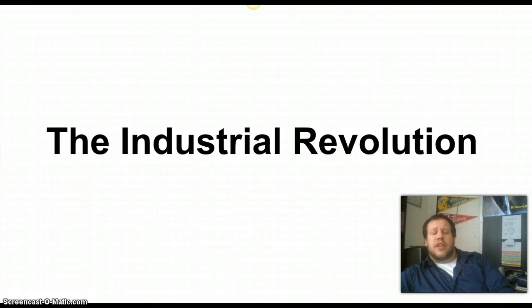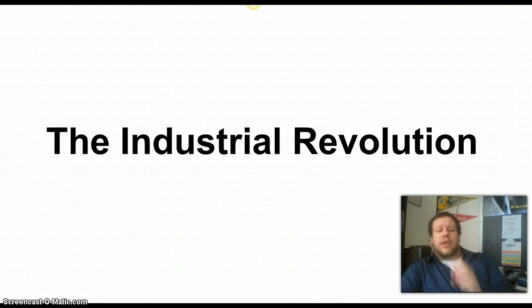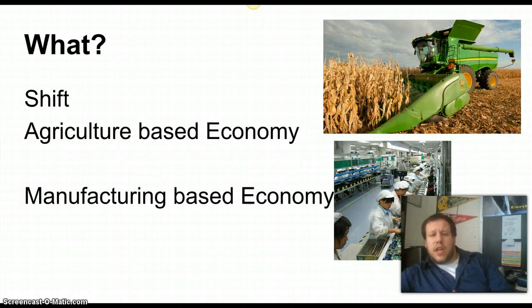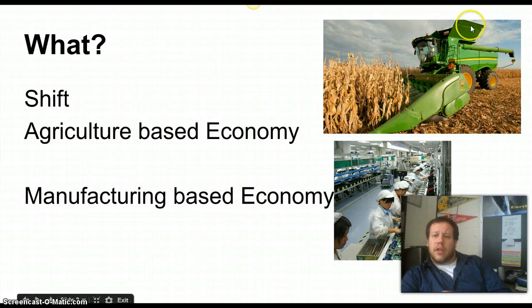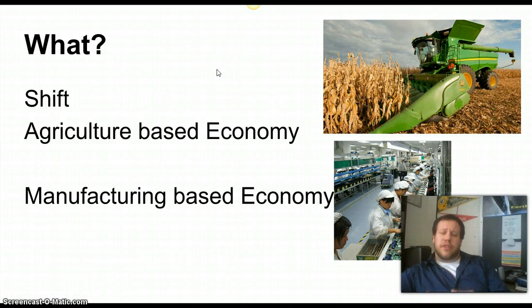Today's topic is going to be the Industrial Revolution, an era that happens in the 19th century, that would be the 1800s. So just out of curiosity, what exactly is the Industrial Revolution? Well, very, very simply, it's a shift. A shift from the economy being based on agriculture, like up here, to an economy based on manufacturing. Now, remember, we saw the first big shift this way from hunting and gathering to agriculture during the Neolithic Revolution, a long, long time ago.